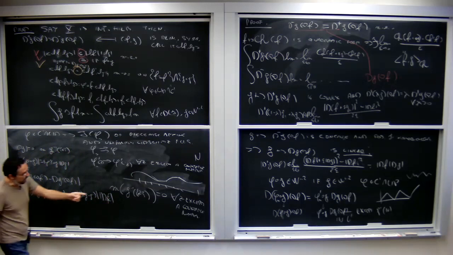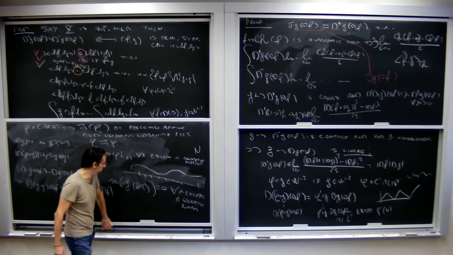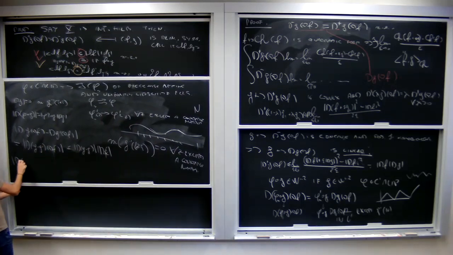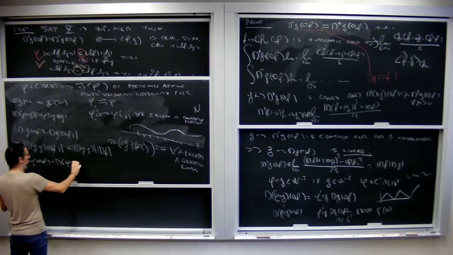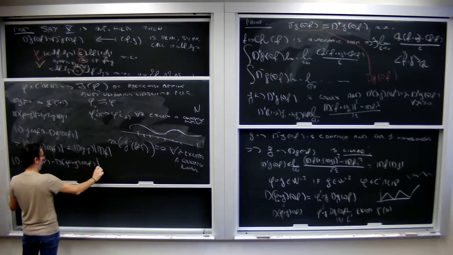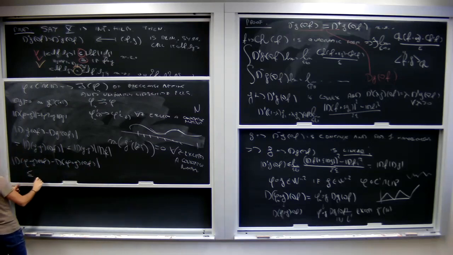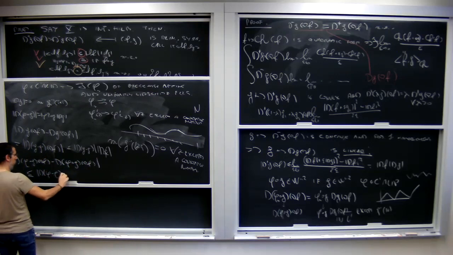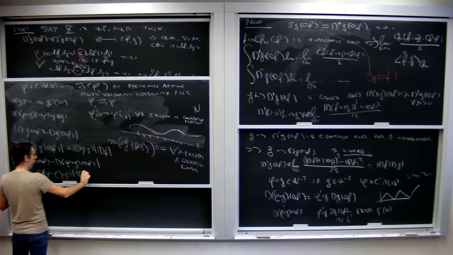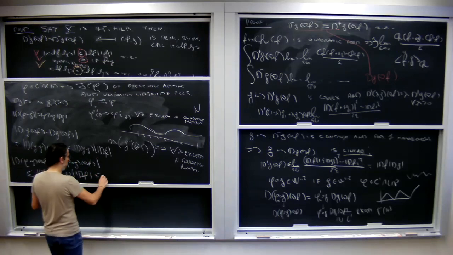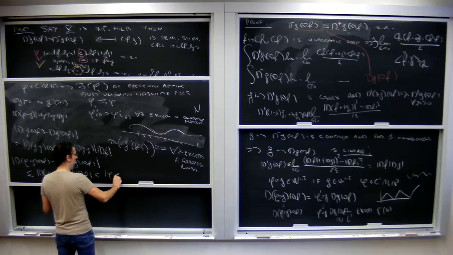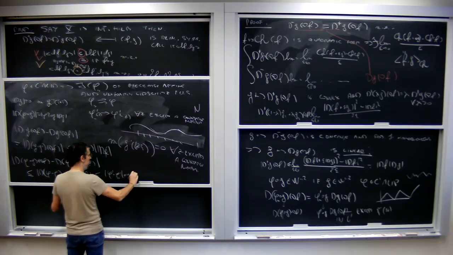So I apply this in our case, and what I get is that the difference between phi_n composed with g, nabla f, minus phi composed with g, nabla f, is bounded by the minimal weak upper gradient of phi minus phi_n composed with g, times df. And this is bounded in turn by phi' minus phi_n' composed with g, times dg df.